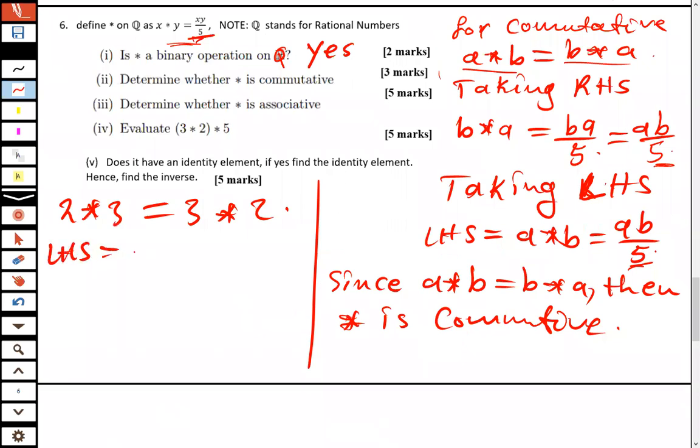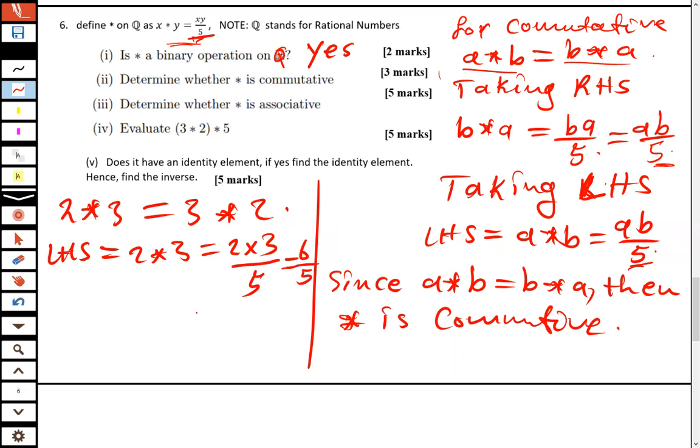So the left-hand side is simply just 2 star 3. So 2 star 3 is simply just equal to, while there's X, you put 2, while there's Y, you put 3. So we say 2 times 3 over 5. So 2 times 3 is simply just 6, then over 5. So the answer is 6 over 5.